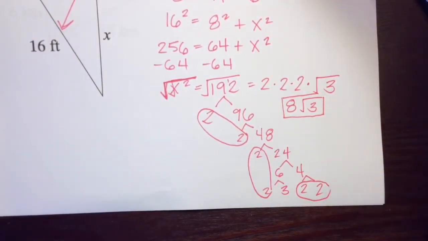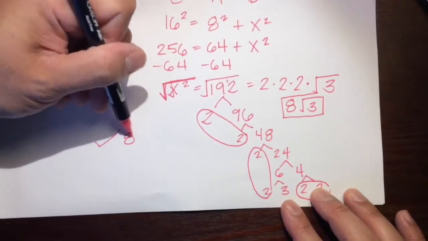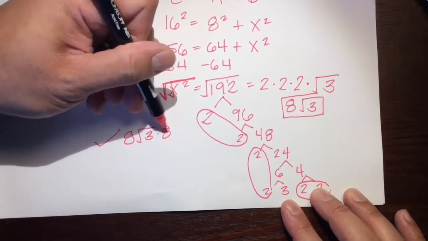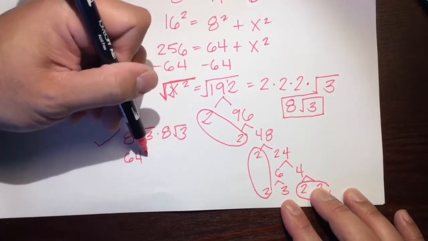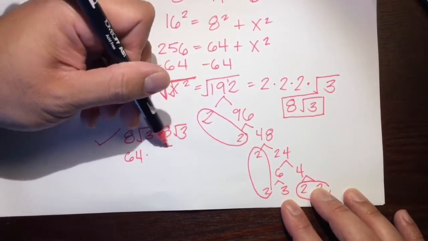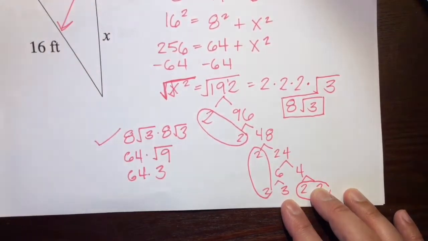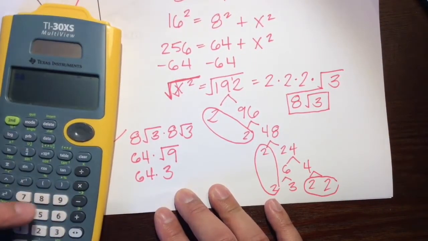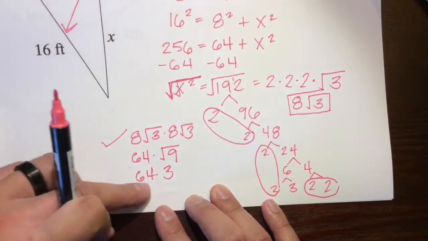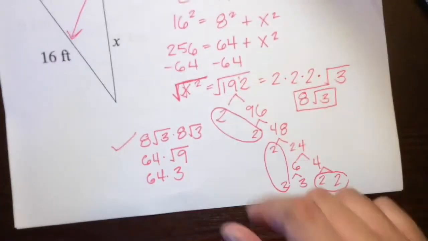If you don't believe me, let's check it. Okay? So, here's my check. 8 radical 3 times 8 radical 3. 8 times 8 is 64 times 3 times 3 is square root of 9. 64 times 3 is, and let's use our calculators for this one. 64 times 3 is 192. So it checks out. 8 radical 3 really is the square root of 192, the simplified version of 192.